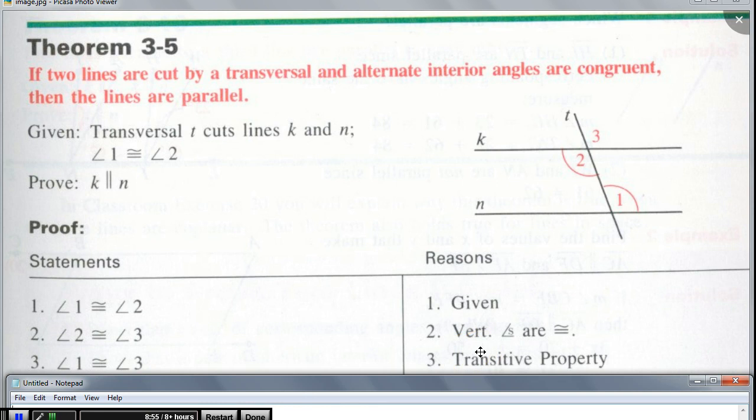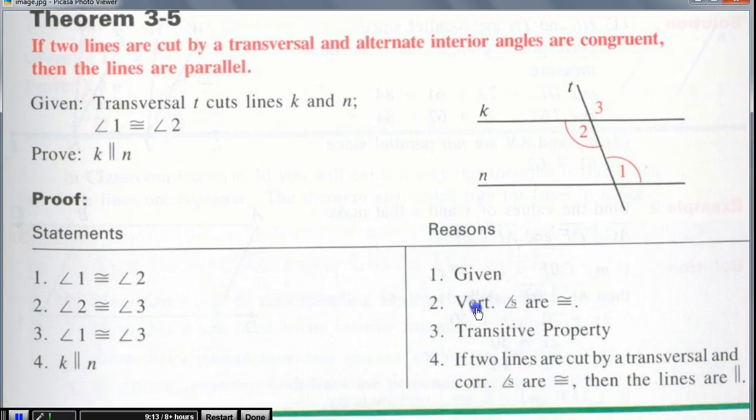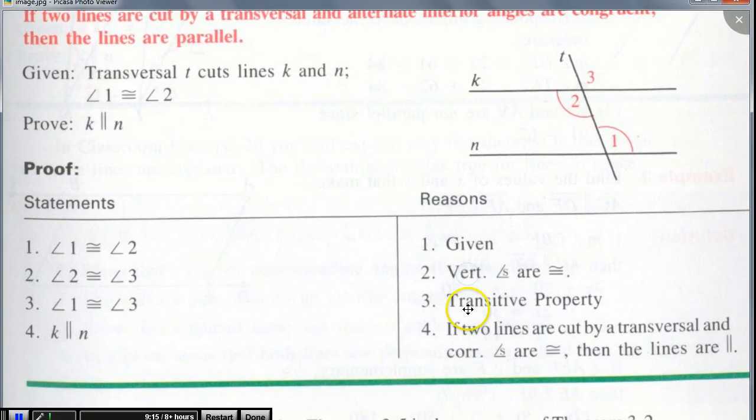Now that we have shown that 1 and 3 are congruent, what can we say next? Tony? Line K is parallel to line N. Line K is parallel to line N because? Because if two lines are cut by a transversal and the corresponding angles are congruent, the two lines are parallel. Exactly. The previous theorem right here. Austin, does that make sense? This is how we prove that if the alternating interior angles are congruent, then these two lines are parallel.